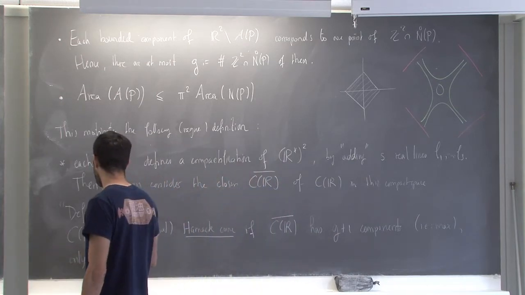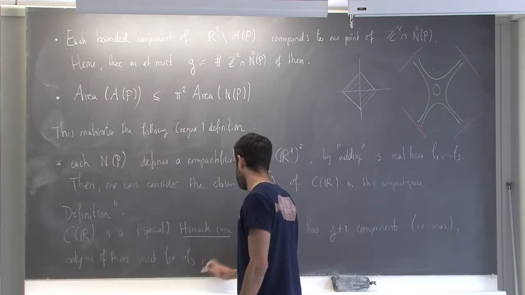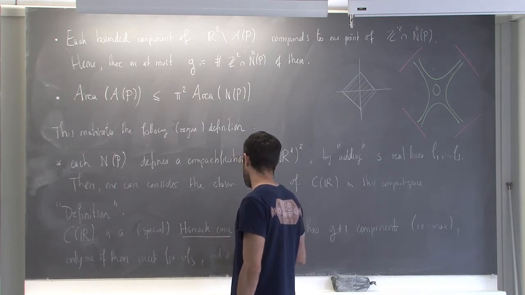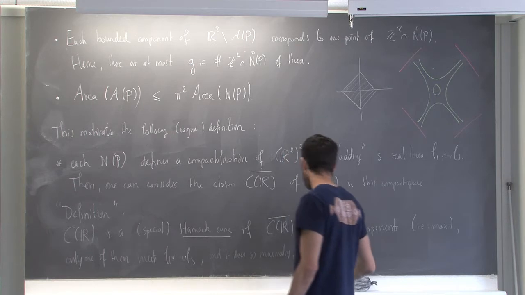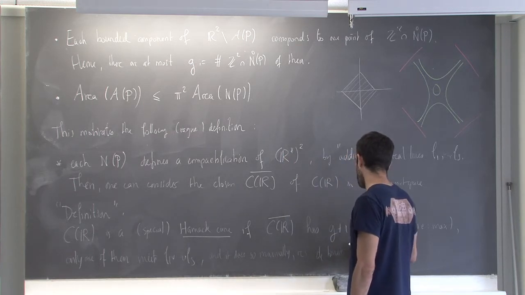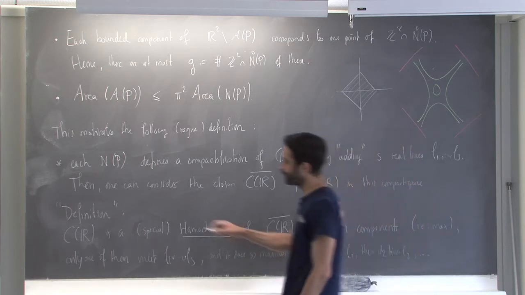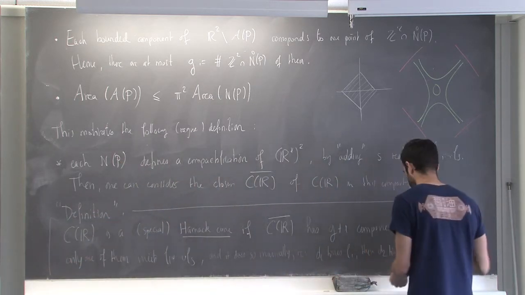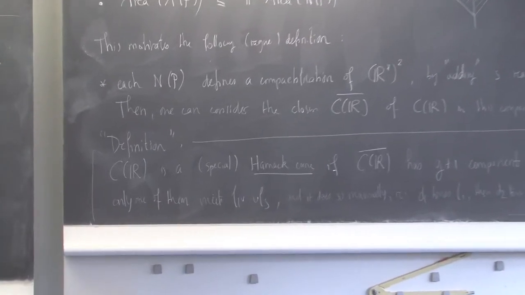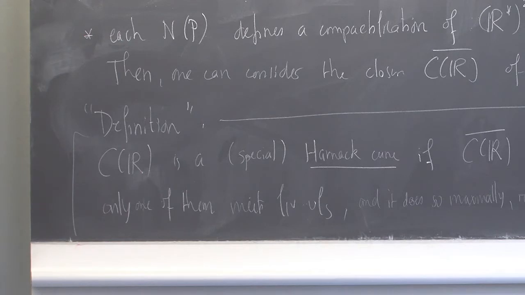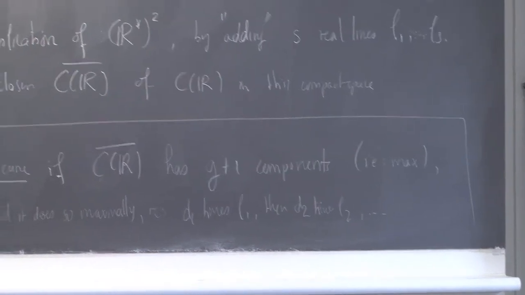Only one of them intersects the axes, and it does so maximally, again, i.e. D1 times L1, then D2 times L2, etc. So let me make just an illustration and then maybe also an illustration of what is not allowed, typical behaviors that are not allowed.